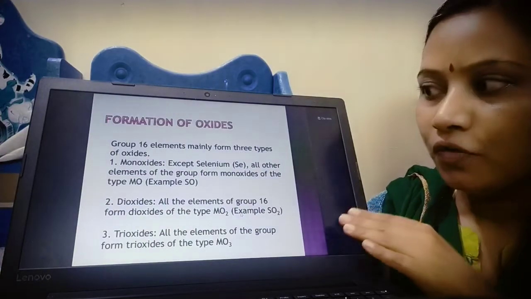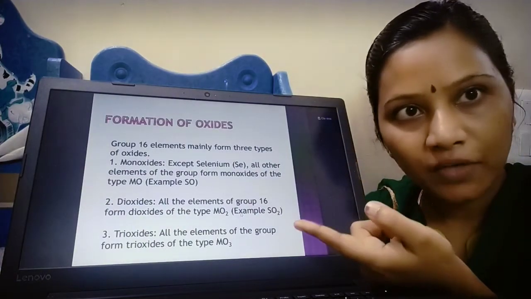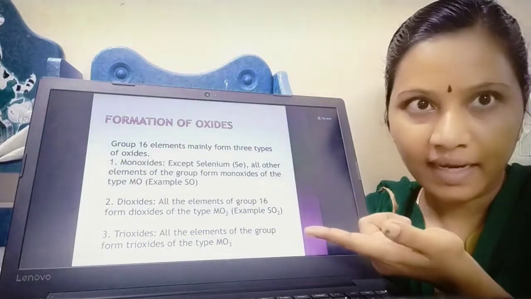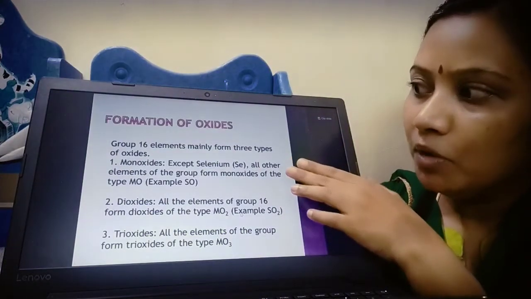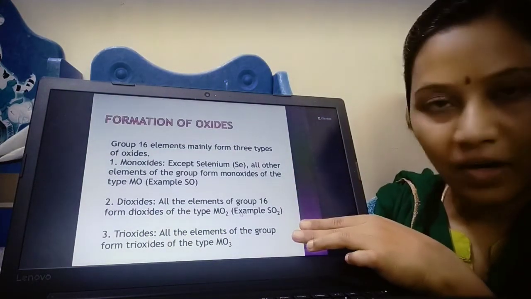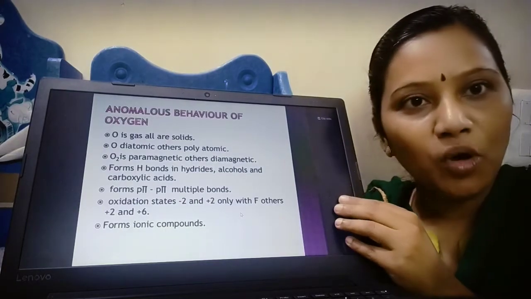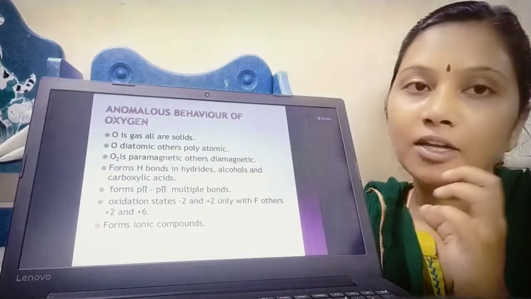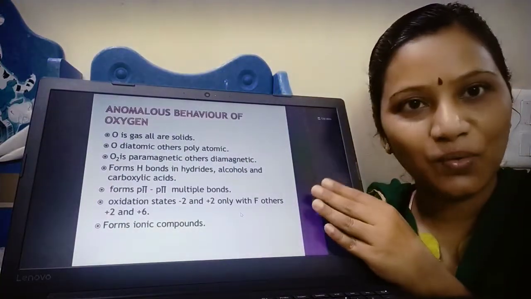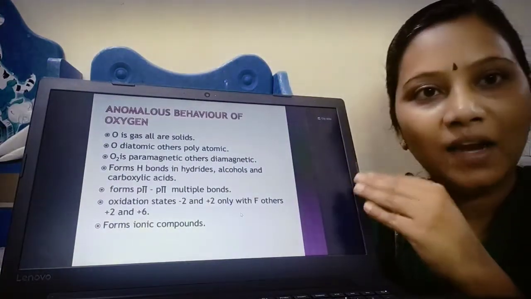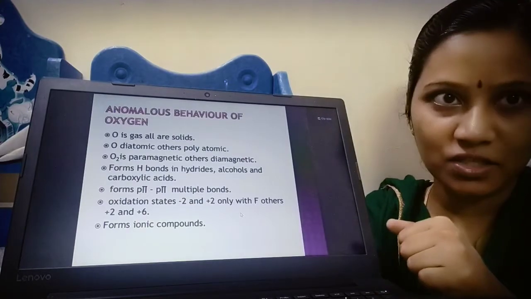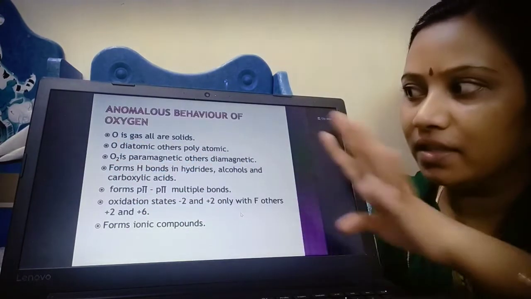Then the formation of oxides. As I discussed how they form monohalides, dihalides and trihalides, in the same way they are able to form monoxides, dioxides and trioxides. Then among the group 16 elements, the anomalous, exceptional one is oxygen. Like how nitrogen is a gas and all others are solids, similarly oxygen is a gas and all others are solids.